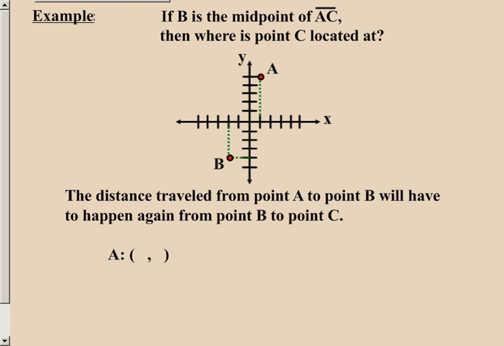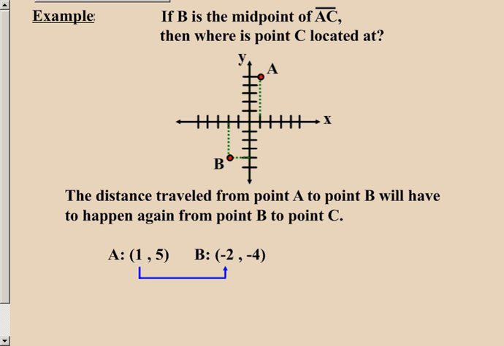Okay, so here's what we're going to do. We've got point A, which lives at (1, 5), and we have point B, which lives at (-2, -4). What we're going to do is figure out how much the x value changed to get from point A to point B, and then we're going to find out how much the y value changed to get from point A to point B.